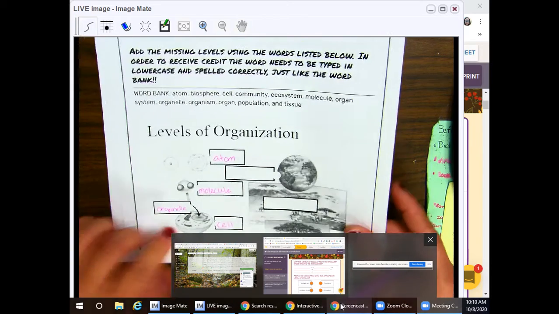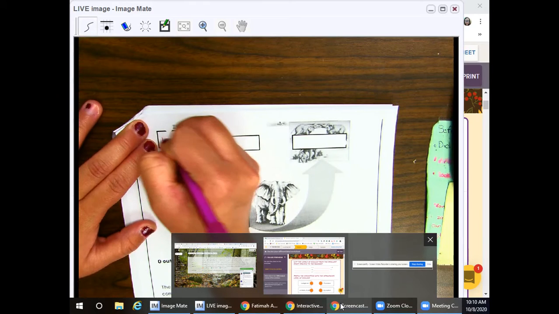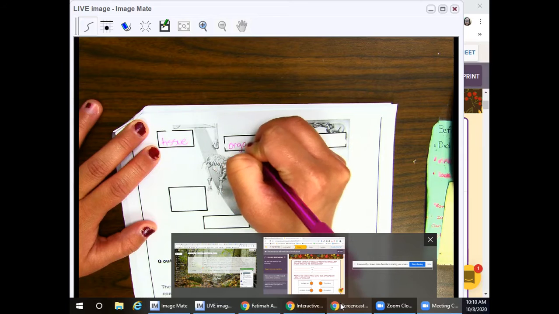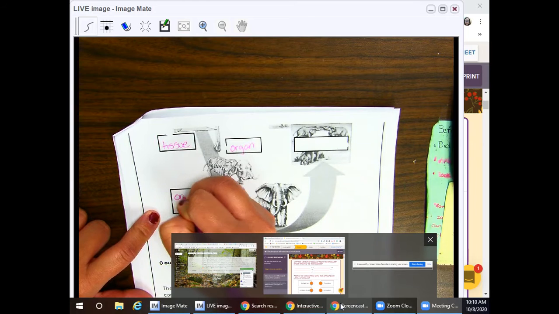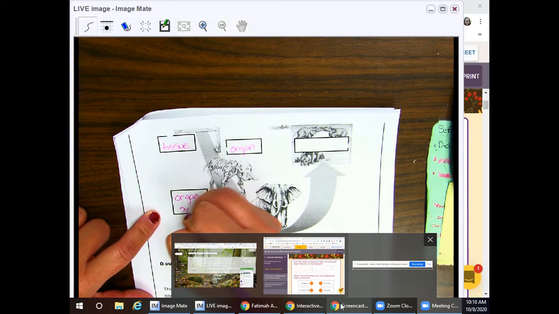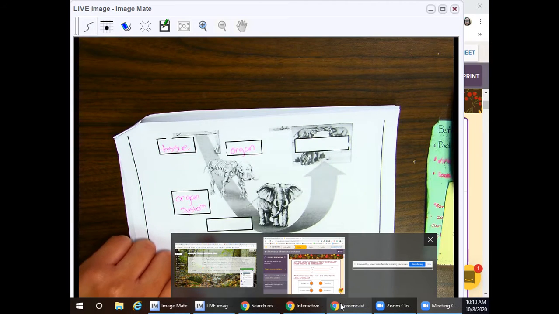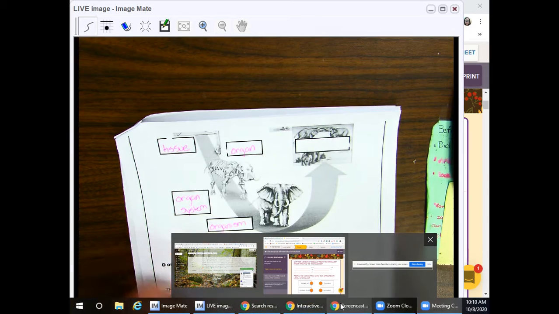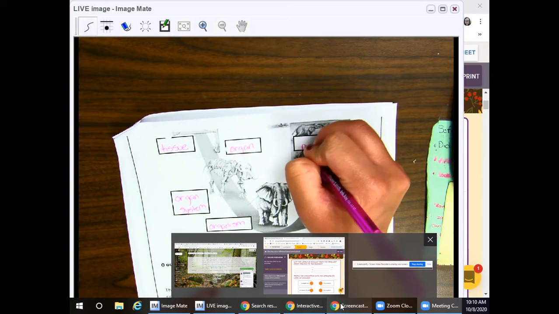Your cells help make up your tissue. Your tissues help make up an organ. All of your organs together make up an organ system. And then your organ systems all together make up an organism. That's just one single organism in a species, but all of the species together, that's called a population.